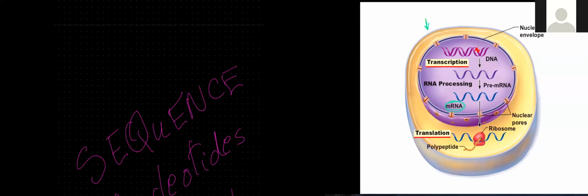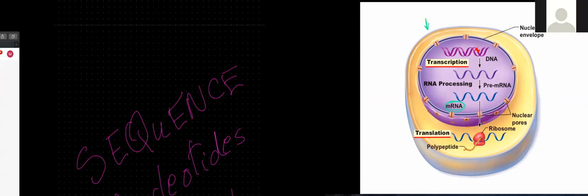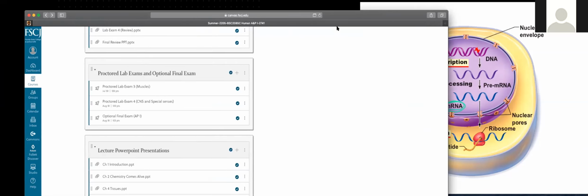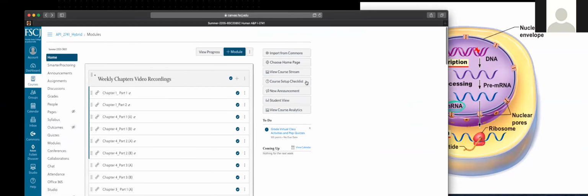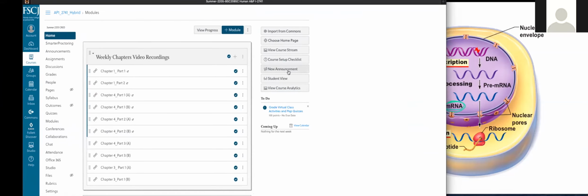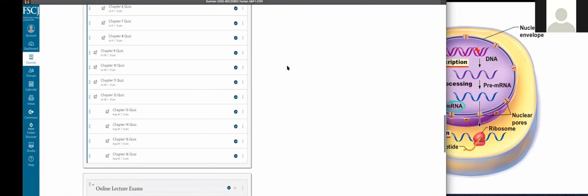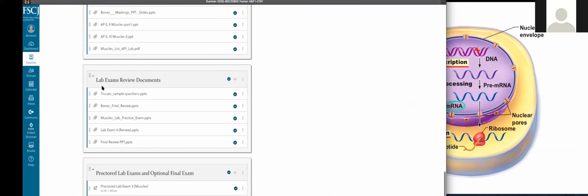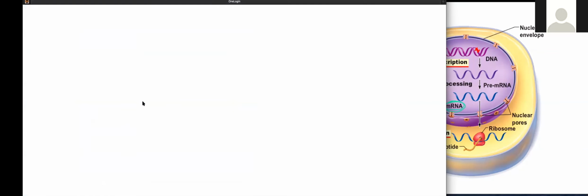And remember that the best source for you to study for the tissue lab exam, which is going to be out of 100 points, is by completing the visible body assignment. This is one thing. Also, to get a good impression about how the questions are going to look, go to Canvas, open lab exams review documents, and you're going to see tissue sample questions.